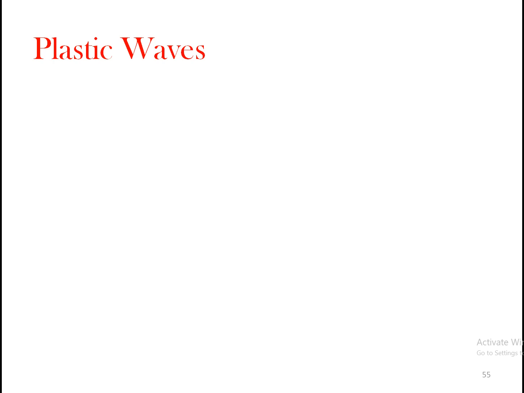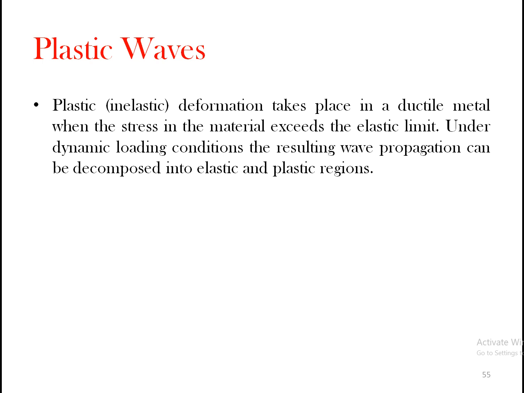Now, as there is an elastic wave, we have seen that there is also a plastic wave. Plastic deformation takes place in a ductile metal when the stress in the material exceeds the elastic limit. Under dynamic loading conditions, the resulting wave propagation can be decomposed into elastic and plastic regions. Once the deformation moves to the plastic region, the plastic wave effect can be seen.